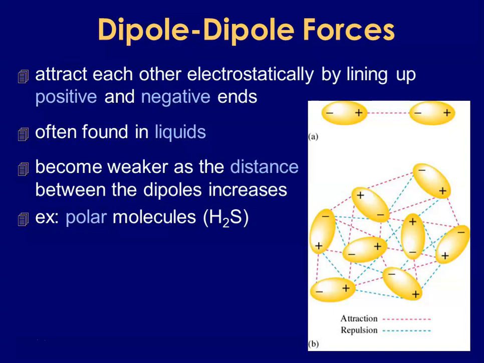We tend to see more of these dipole-dipole forces found in our liquids, and as the distance between these molecules becomes larger, these attractions aren't going to be as strong. So as the molecules start moving around more and they're getting closer to their boiling point, the dipole-dipole forces are not going to play as significant of a role. And so one example there is H2S. The sulfur would have 2 lone electron pairs, which is what would cause there to be a permanent negative and a permanent positive charge in that molecule.